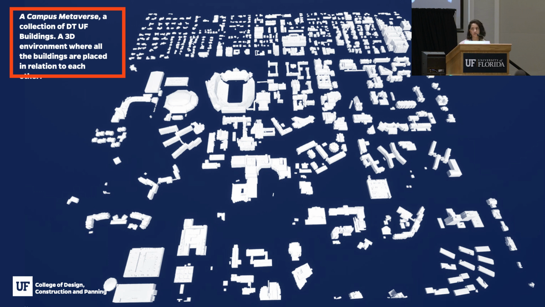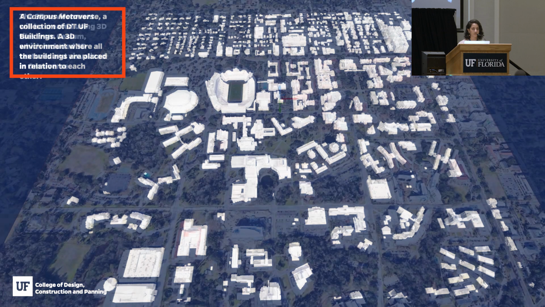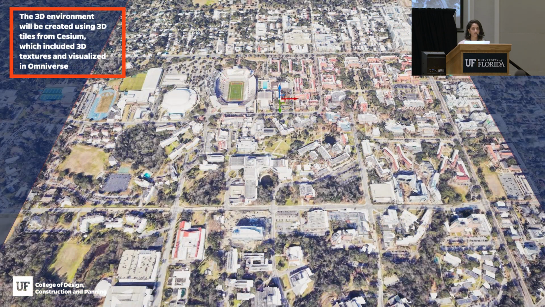So we first have to come to the idea of a metaverse, which is the joinery of different digital twin buildings. And in order to do this, we have to set up the background, so they cannot exist independently. So we are collecting data on the 3D environment of UF campus. And then this 3D environment is going to be streamed through a platform that is called Omniverse. And this is something that we're testing right now.